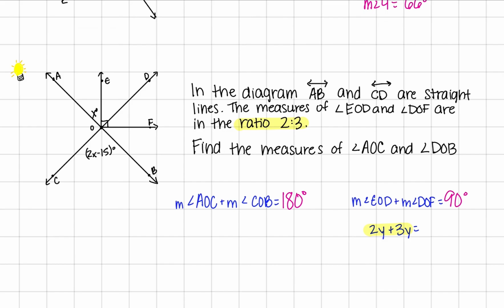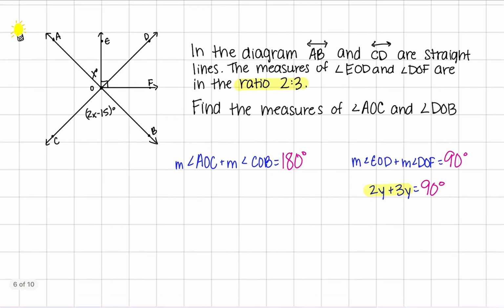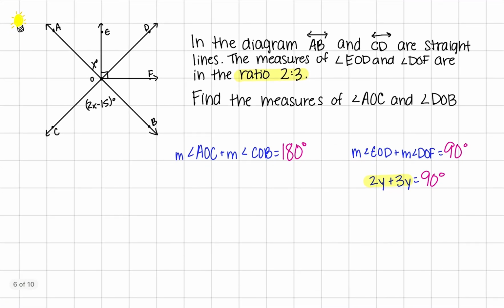So I chose to use the letter Y because we already have an X, and so we can't use X. So this would be 2Y. For every 2Y, there are 3. Or for every 2, there are 3. So 2Y plus 3Y equals 90 degrees. Okay? Pause this video and see if you can find the measures of angle AOC and DOB. Come back to check your work.